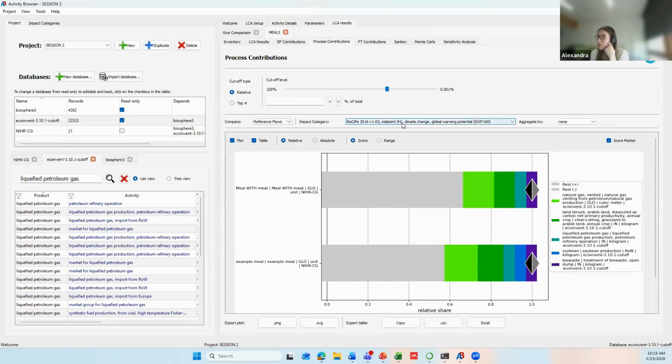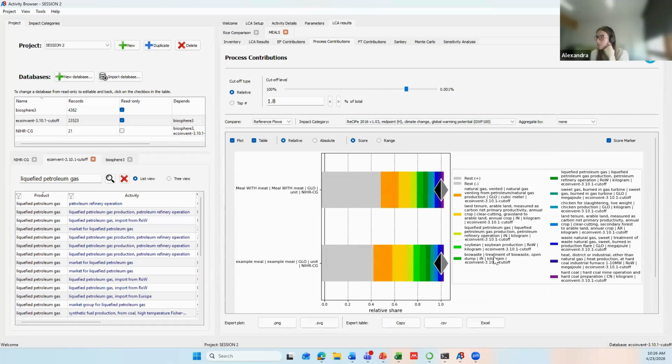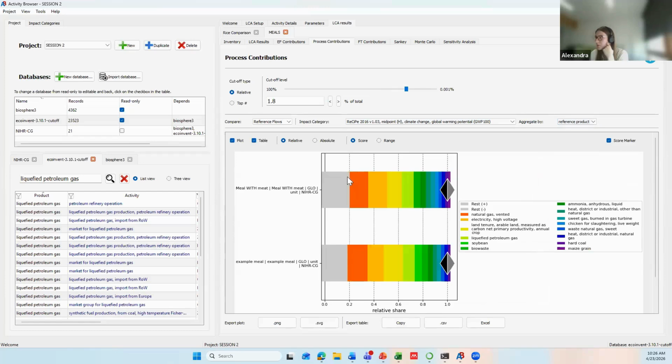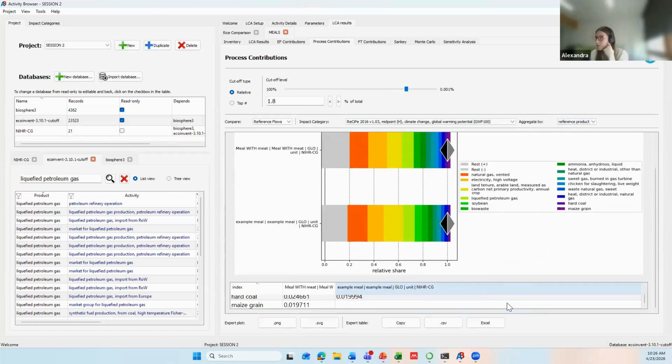Compare reference flow by global warming potential. We can see that natural gas is the main leading cause for this. There is a lot of natural gas, liquefied petroleum gas. This is all related to the same. You'd like to aggregate by reference product. Yeah, natural gas is a large component here.